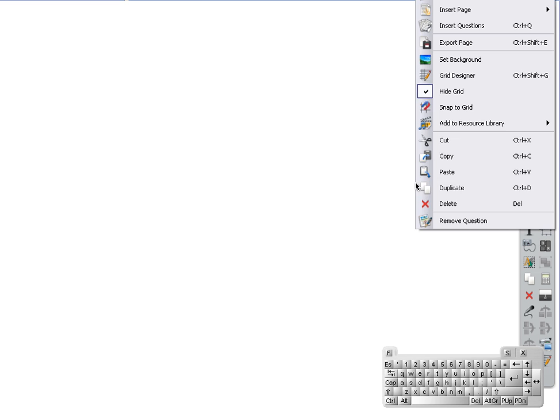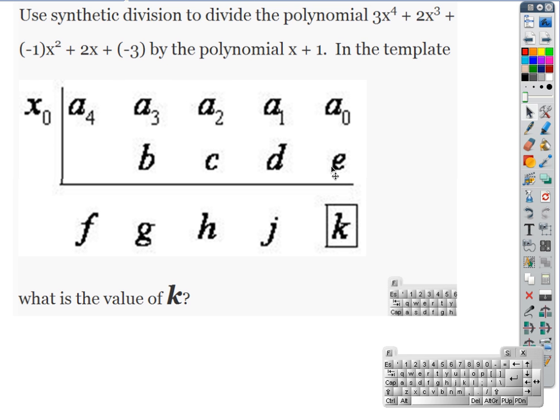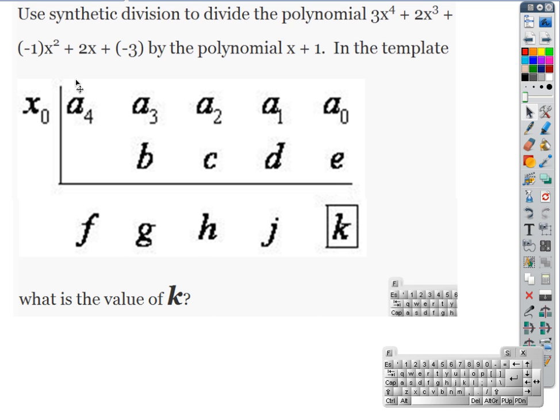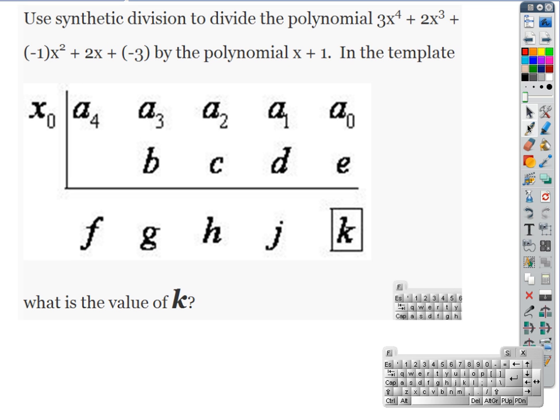Okay, so all we've got to do is set up our bracket, right? So let's just plug in. I'll put the numbers right next to the spots here. So what are the coefficients going to be for us? We get 3x to the fourth, 2x cubed, negative 1x squared, 2x, negative 3.